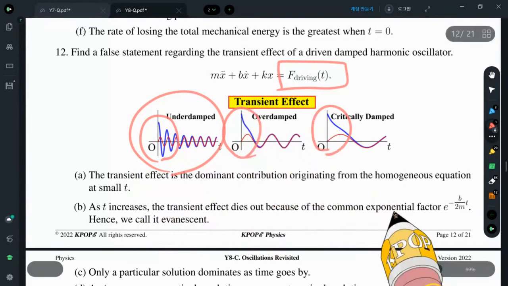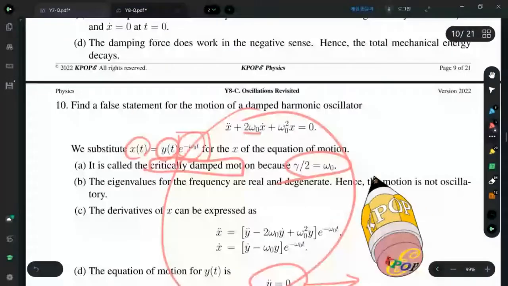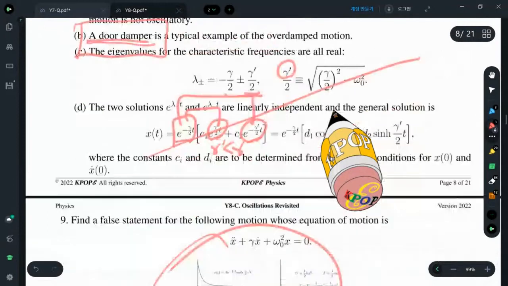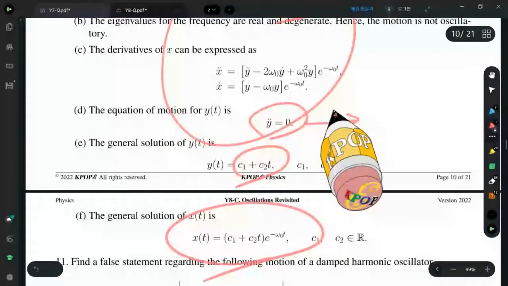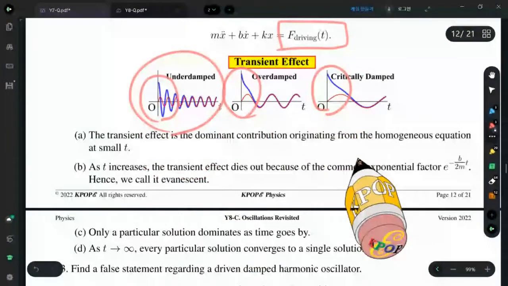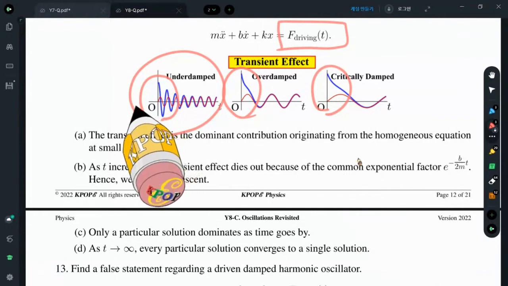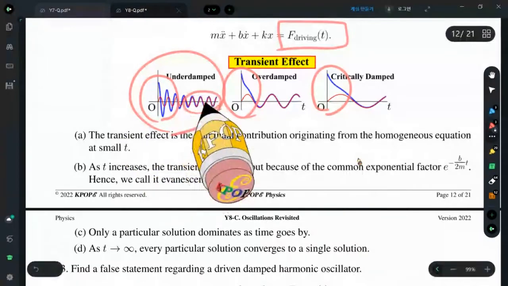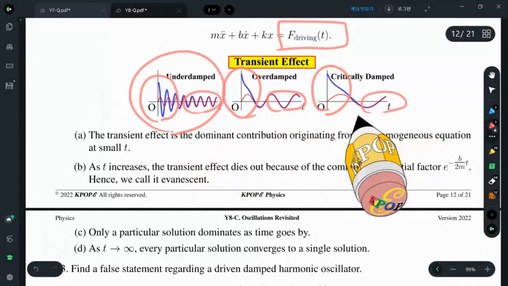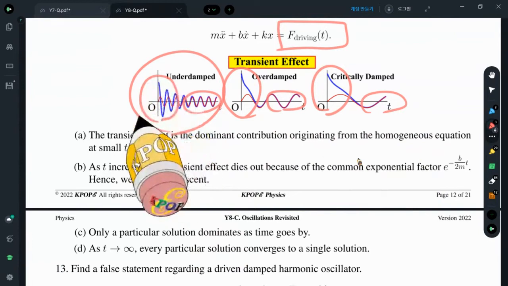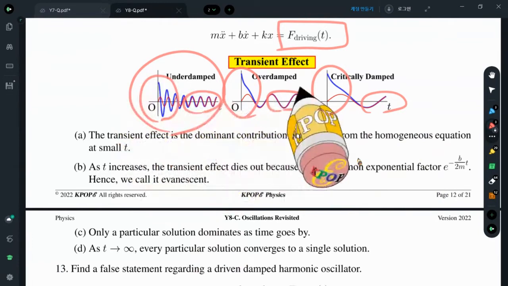And the origin of the transient effect is the solution of the damped harmonic oscillator without applied force, without driving force. When you turn on a system, for example, light, as time goes by, it becomes a stable, steady state solution. However, at t equals very small, it is deviating from this steady state solution.